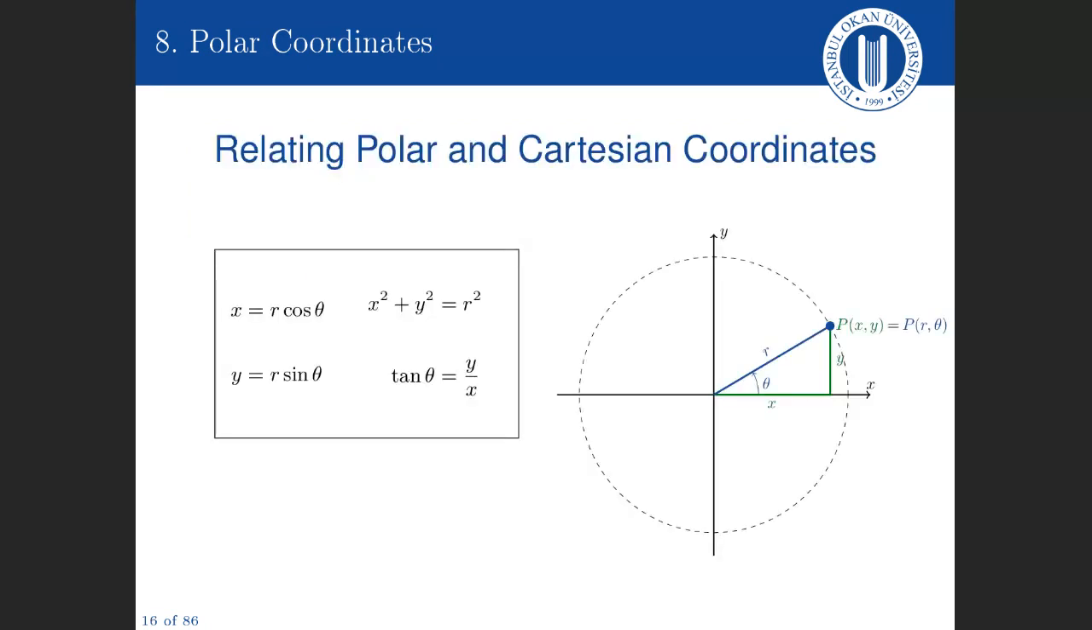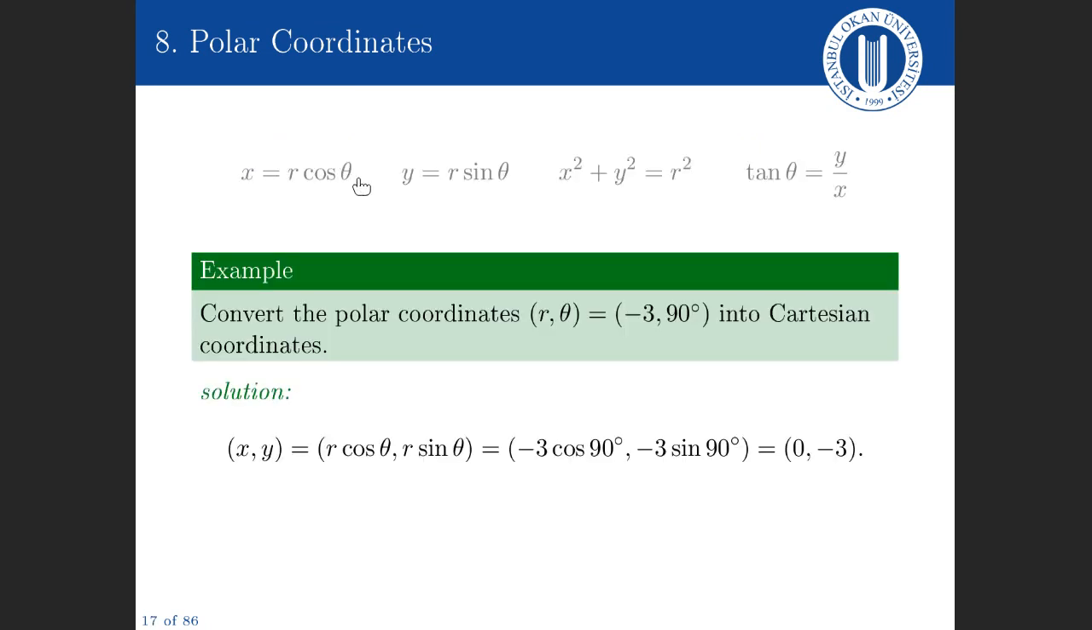Now we can relate polar coordinates with Cartesian coordinates using these equations. From the picture I've drawn here, it should be easy to see that x must be r cos theta and y must be r sin theta. Also, by Pythagoras, we must have that x squared plus y squared is r squared. And then we can go the other way. We could also see that tan theta must be y divided by x. I'll put these at the top.